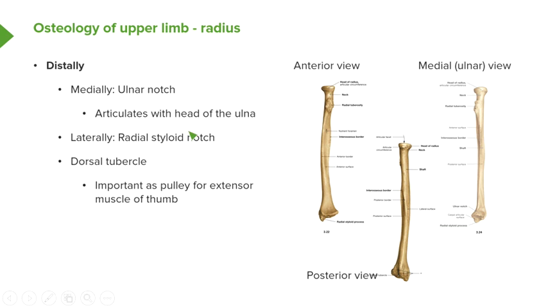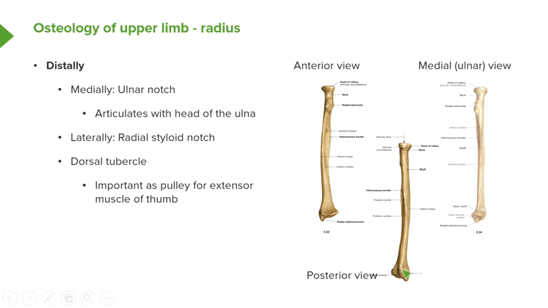As I've mentioned, we've got the radial styloid process, and we've also got the radial styloid notch as well, most laterally within the radius. We also have what's known as a dorsal tubercle, and this dorsal tubercle is important as it acts as a pulley for the extensor muscles of the thumb, and we'll cover this in more detail when we look at the extensor muscles within the forearm.